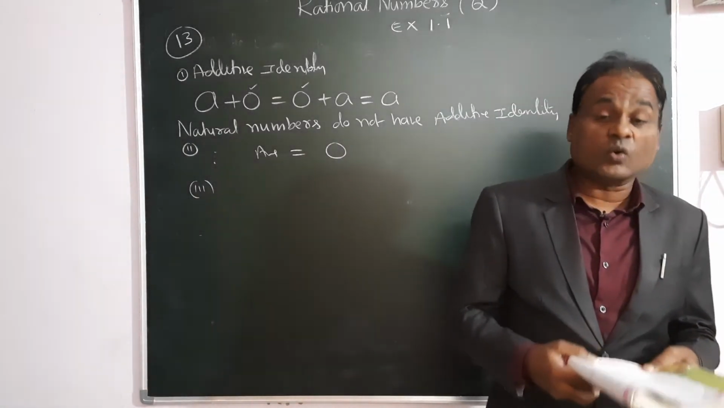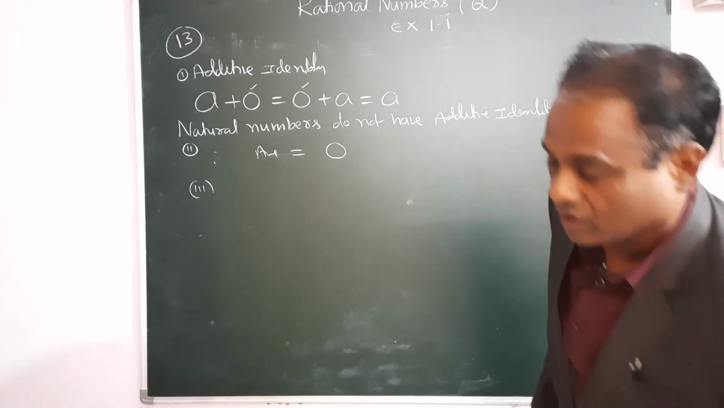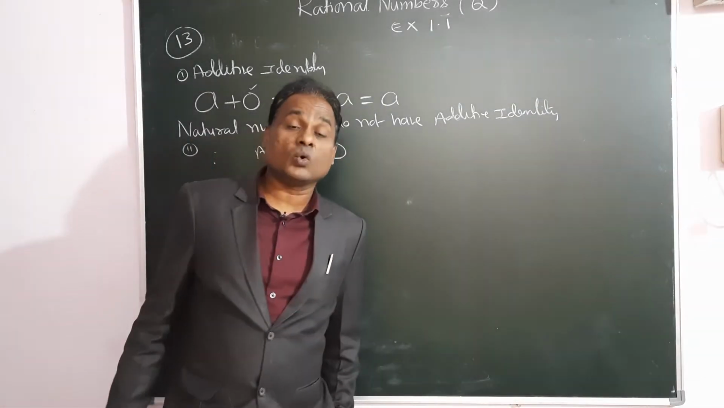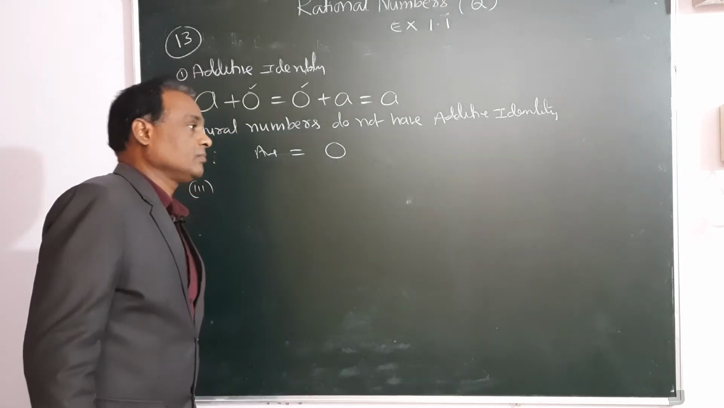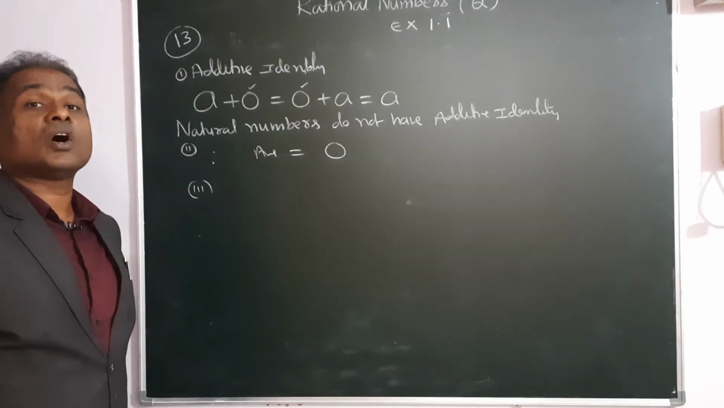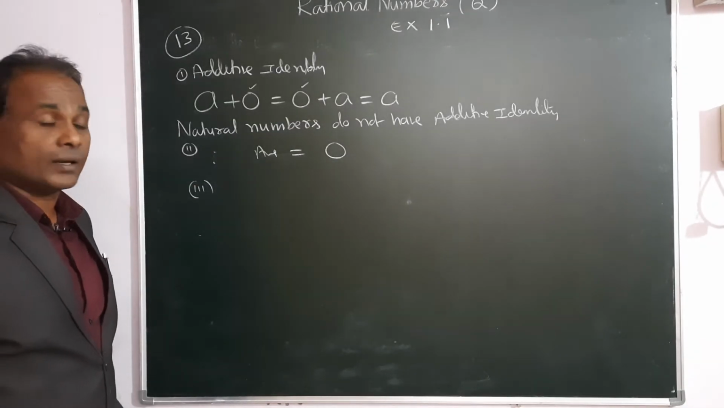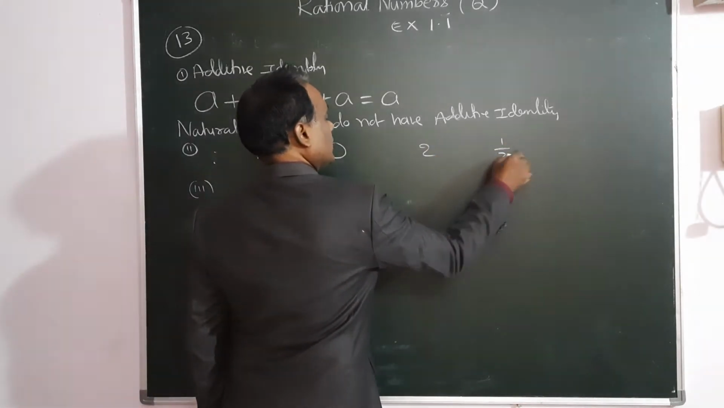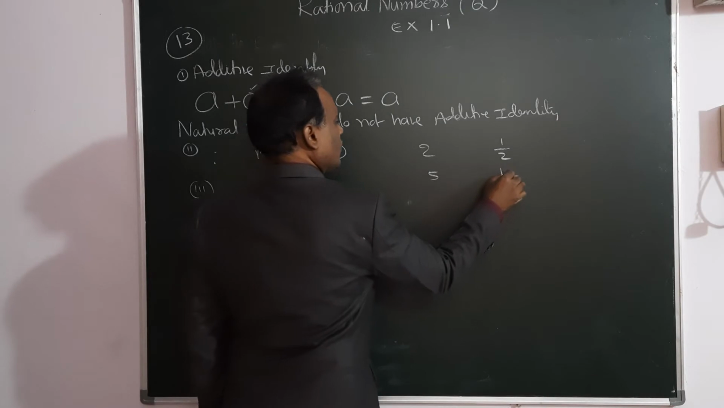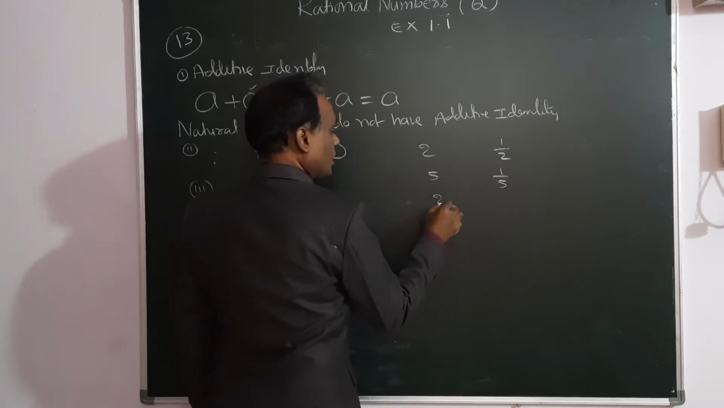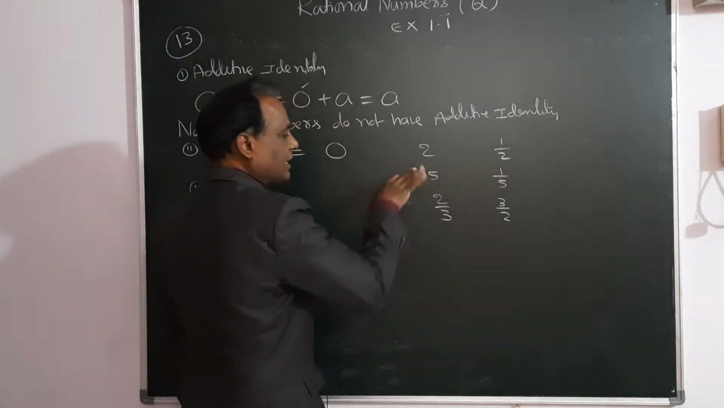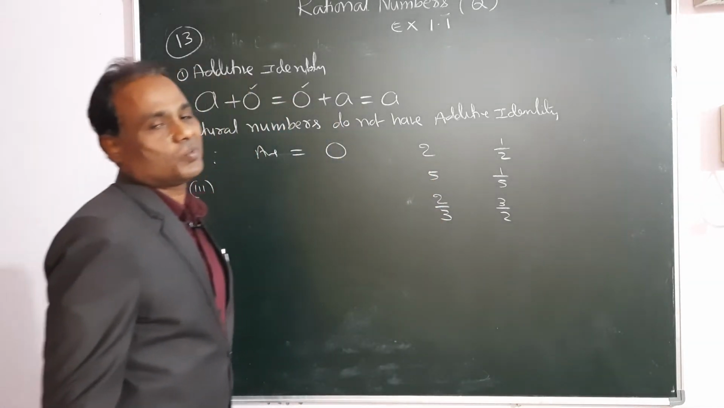Third question, reciprocal of a negative rational number. Okay. What is the reciprocal of 2? 1 by 2. Reciprocal of 5? 1 by 5. Reciprocal of 2 by 3? 3 by 2. Reciprocal means interchange the denominator and numerator.